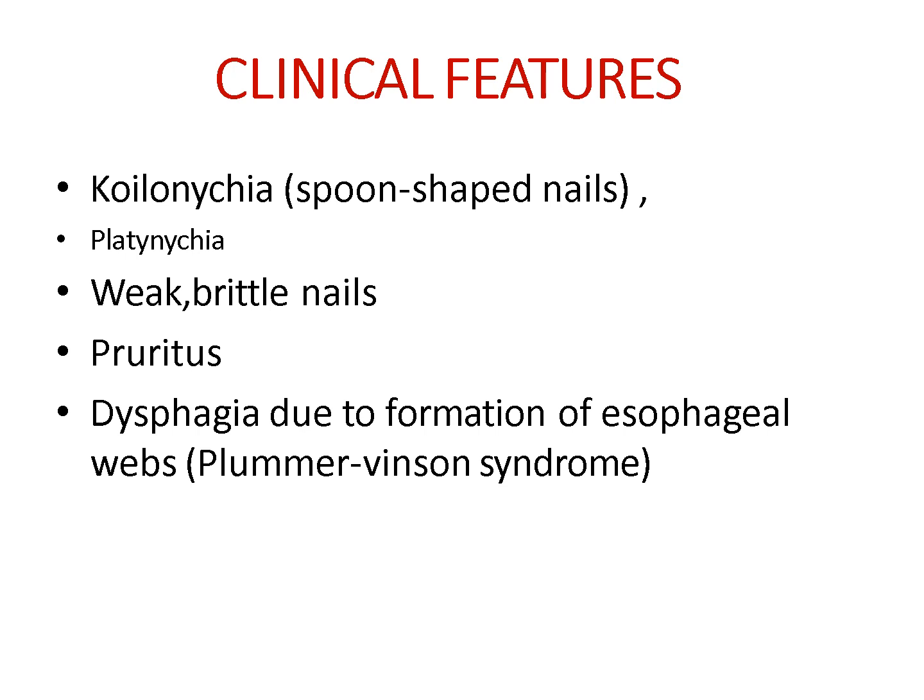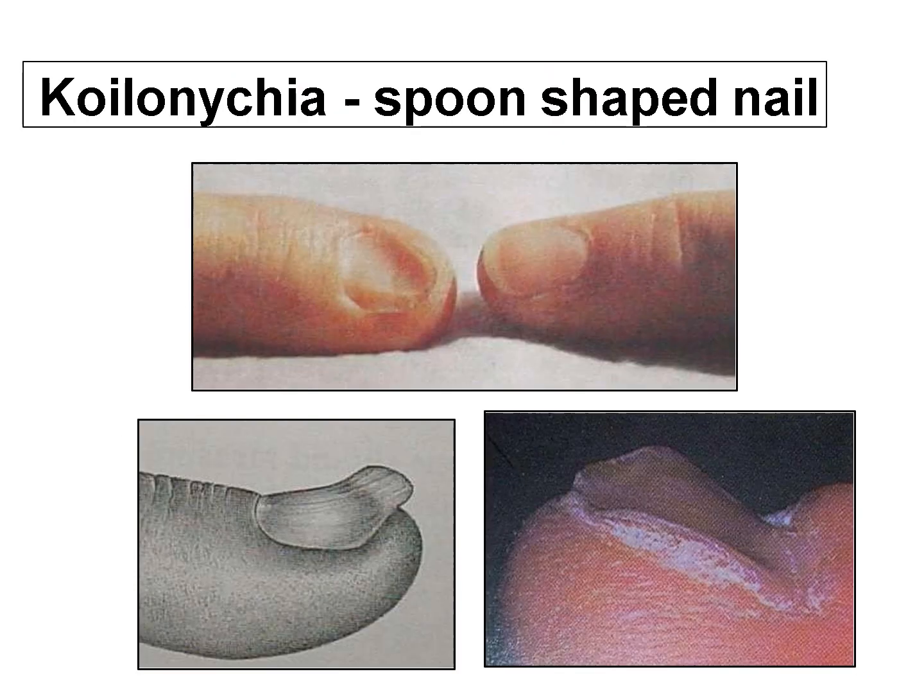Koilonychia, that is spoon-shaped nails, platynychia, weak brittle nails, pruritus, dysphagia due to the formation of esophageal webs, an important component of the pulmonary immunosuppression syndromes. These are the important features of the anemia. This slide is showing spoon-shaped nails.